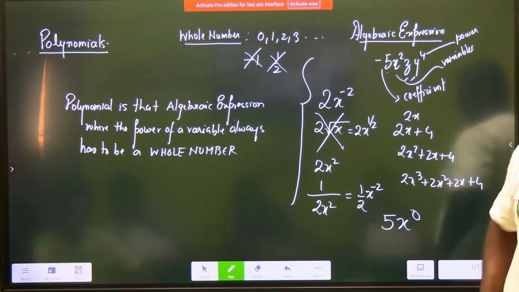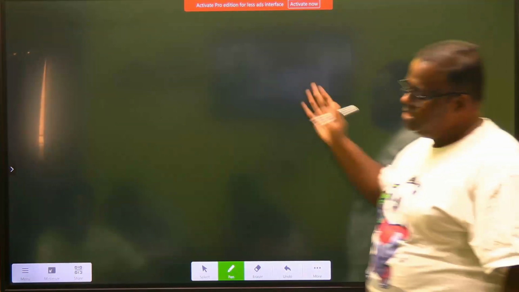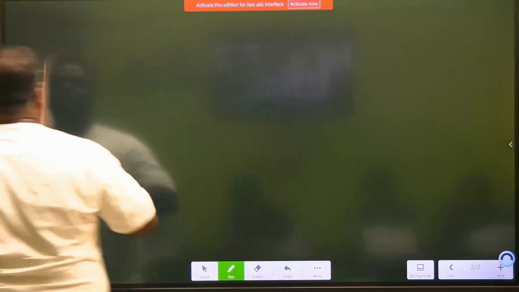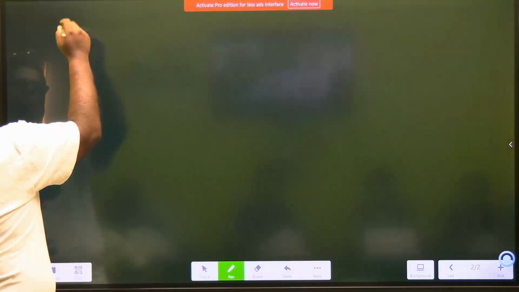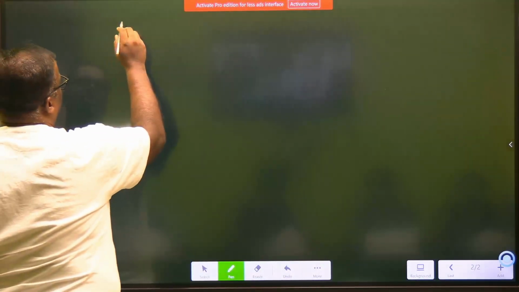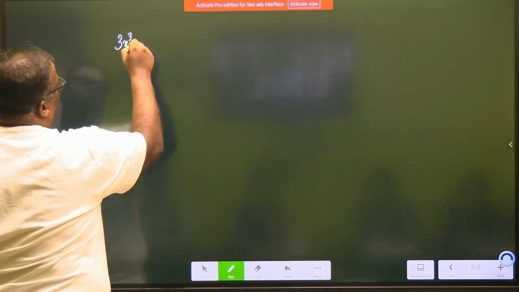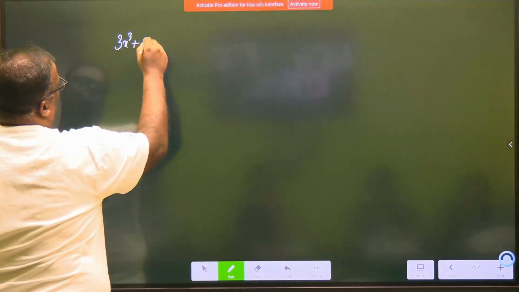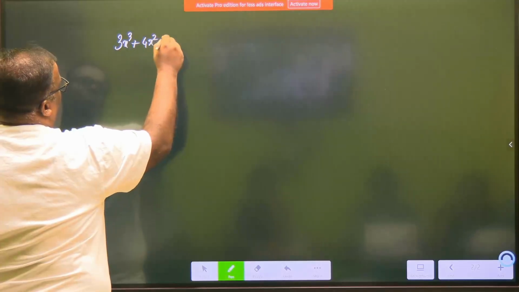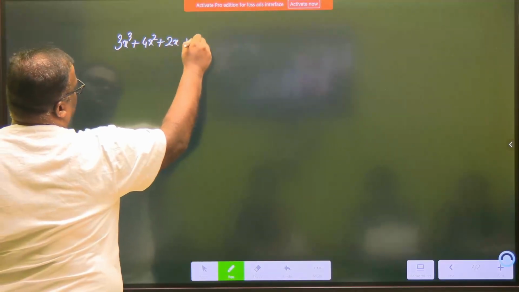Can we go to the next screen? Okay. So let's revisit some. Let's look at a polynomial. Let's see an algebraic expression first. Let's say I have an algebraic expression which is something like 3x cube plus 4x square plus 2x plus 2. This is an algebraic expression.